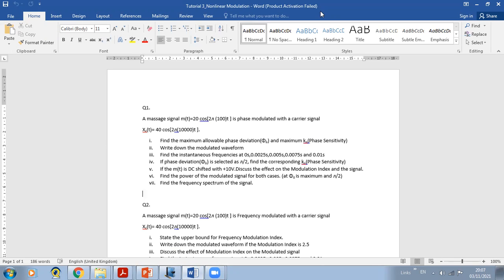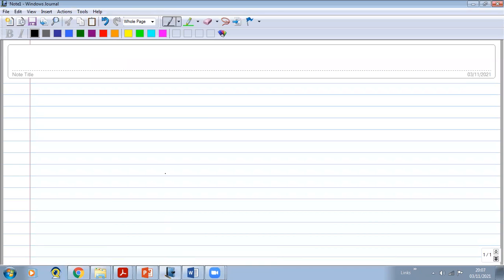So we have discussed up to here. So now we have to discuss the frequency spectrum of the phase modulated signal. To discuss the spectrum of the phase modulated signal.